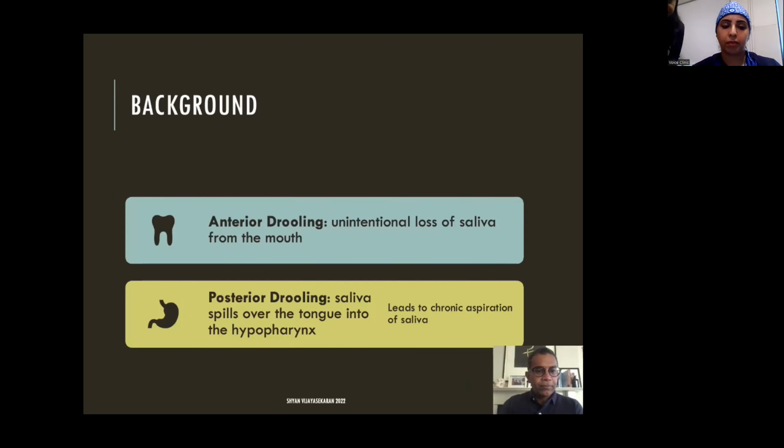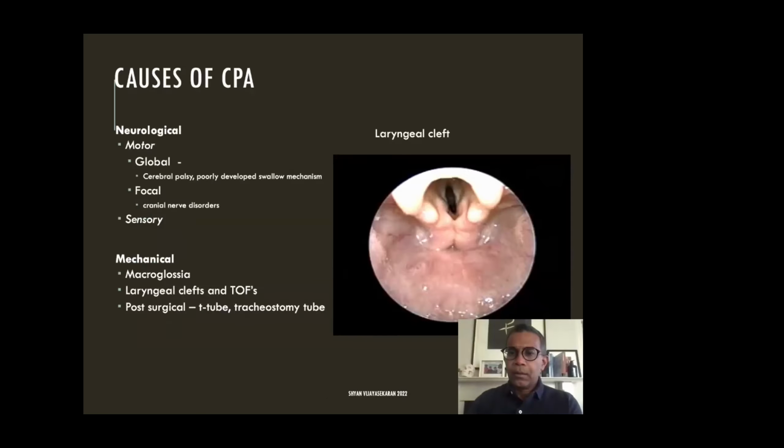Anterior drooling is the unintentional loss of saliva from the mouth, a cosmetic issue and a lifestyle issue, but often not leading to too many general medical issues. Posterior drooling, however, is the aspiration of saliva from the hypopharynx into the larynx and then into the trachea, resulting in chronic pulmonary disease. Although there are many mechanisms of loss of salivary control, in general, most posterior drooling is due to impaired neuromuscular control, seen in select populations of children.